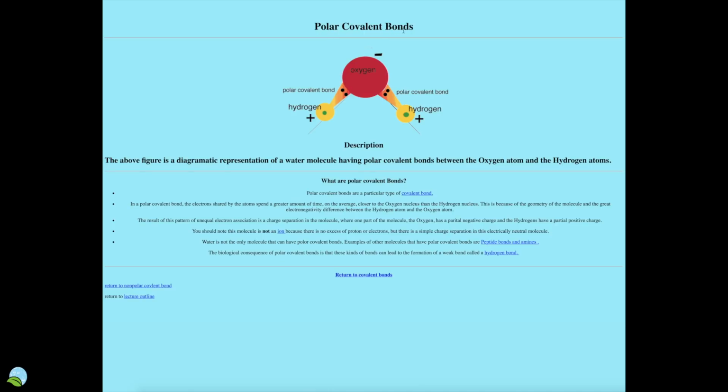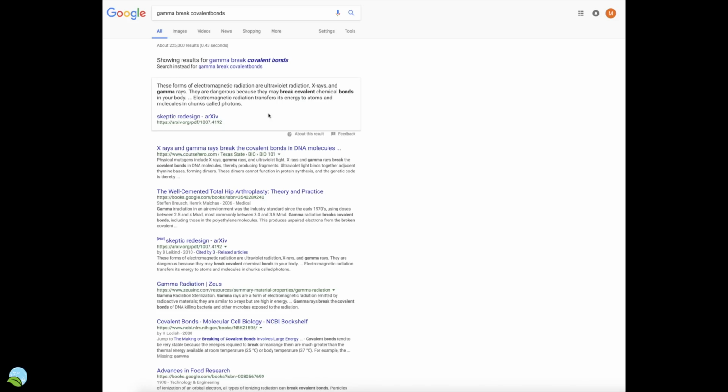Here are the polar covalent bonds of water, which is H2O, two hydrogens, one oxygen. The above figure is a diagrammatic representation of the water molecule having polar covalent bonds between the oxygen and the hydrogen atoms. This is what the clouds are made out of. And over here, it says that these forms of electromagnetic radiation are ultraviolet radiation, X-rays, and gamma rays. They are dangerous because they may break covalent chemical bonds in your body. Electromagnetic radiation transfers its energy to atoms and molecules in chunks called photons. Now, gamma rays may break covalent bonds.